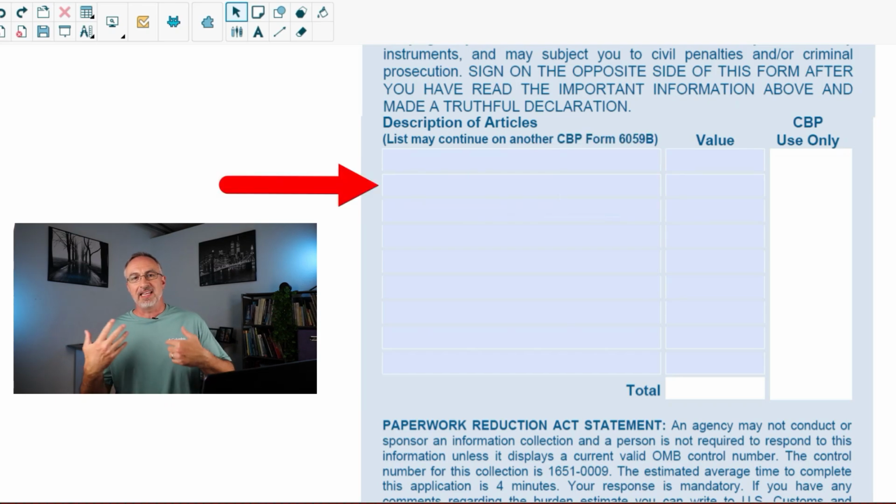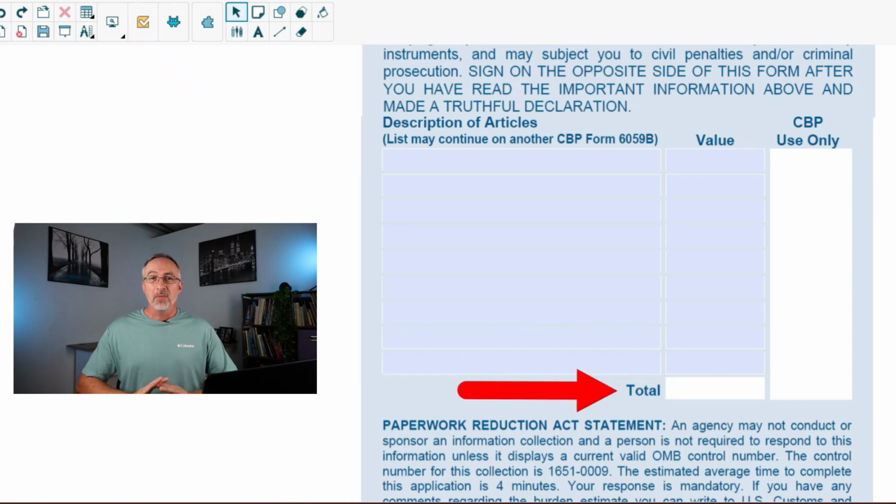This is the same for any expensive clothes or basically any expensive gifts that you have. Of course, we're not talking about small things like t-shirts or anything like that. We're talking about the more expensive things that you're bringing into the country as gifts, or if you're traveling in a business sense, then any of the things that you want to try and sell commercially. So at the bottom, you're going to put the total, and that means basically how much altogether this stuff is worth.